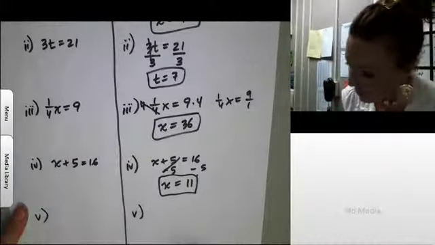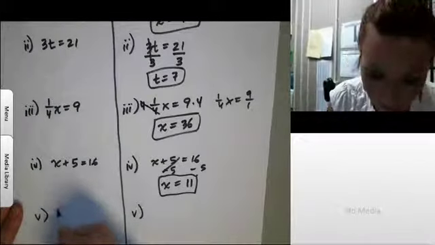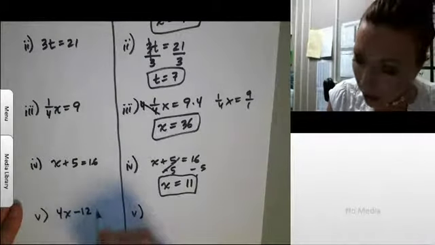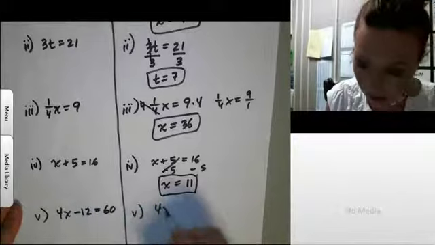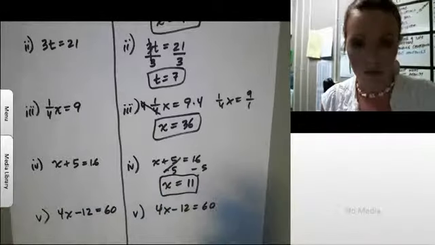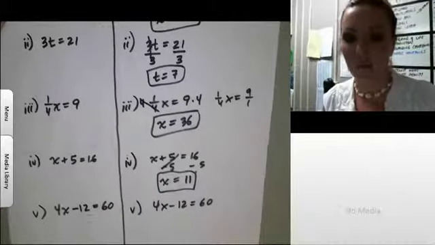Okay. Here we go. So let's get into some that have multiple operations here. 4x minus 12 equals 60.